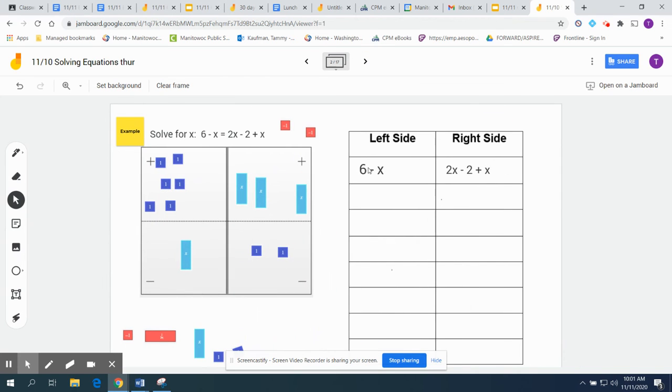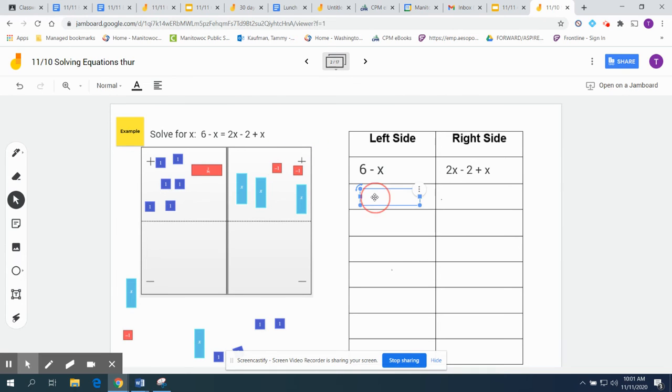All right, to show you actually doing it, I built 6 minus x is equal to 2x minus 2 plus x. They're in my table. First thing I'm going to do is I'm going to flip. So that positive x on the bottom becomes a negative x on top, and the 2 positive units on the bottom becomes a negative 2 on the top. So when I type here, I have 6 plus negative x. That's how that changed on this side. And on this side, I get 2x, that stays the same, plus negative 2 plus x.